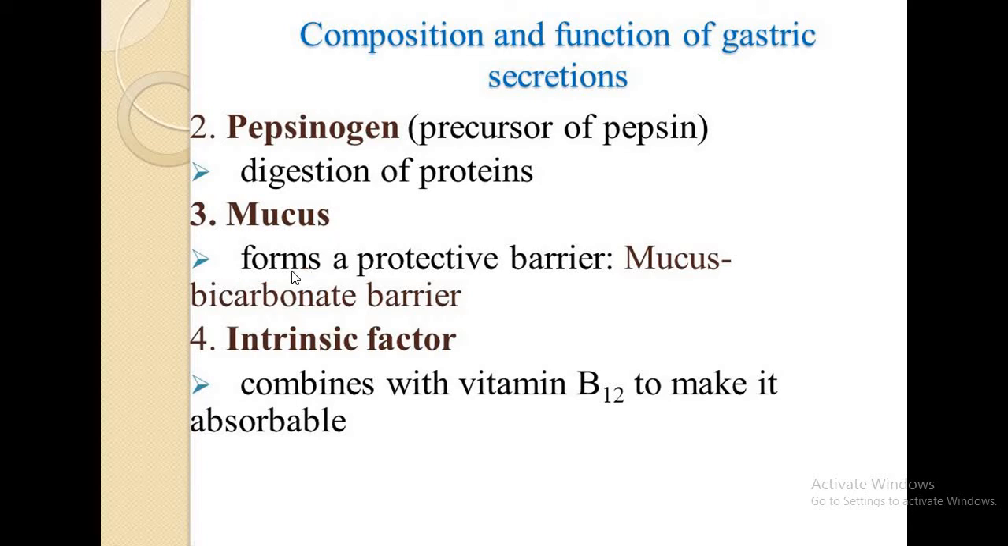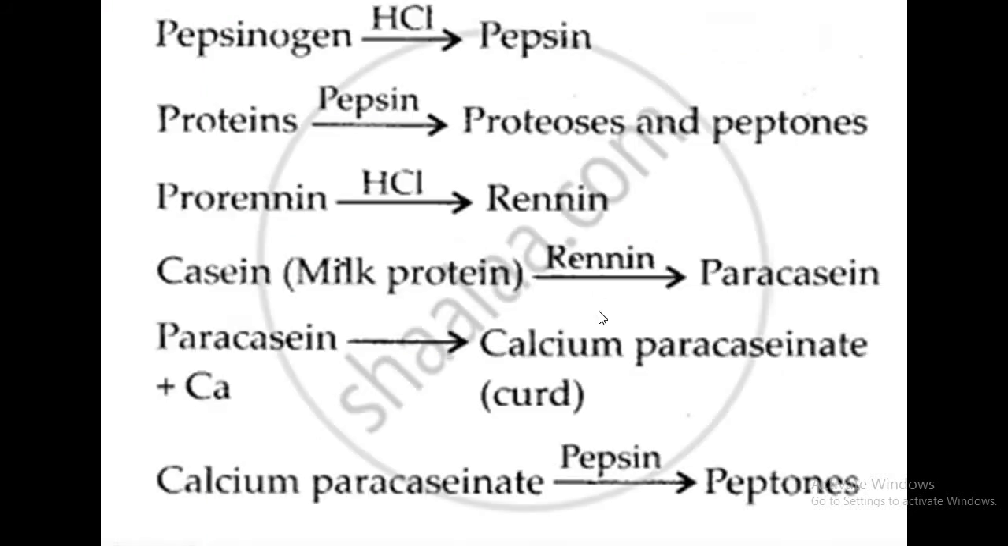Then what is the purpose of mucus present in the gastric juice? This mucus will form a protective barrier. So this protective barrier is known as mucus bicarbonate barrier, and it will prevent the action of HCl on the inner walls of the stomach. Otherwise, the HCl will corrode the inner lining of the stomach.